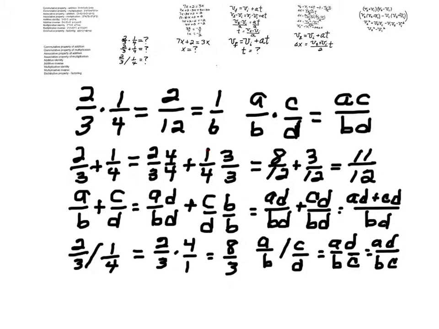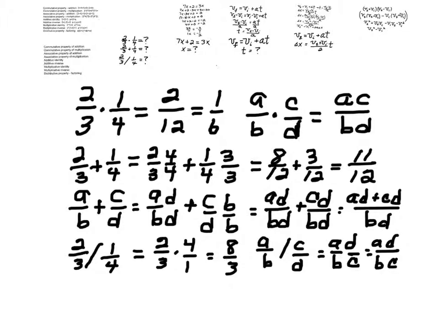So 3 times 1 gives us 3, 3 times 4 gives us 12, and now we can add them. We have 8/12, and we're going to add it to 3/12, and we get 11/12. Good. That's what I was expecting, something a little bit less than 1. So that's a good indication that we did it right.